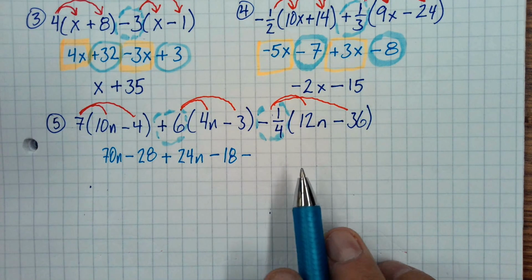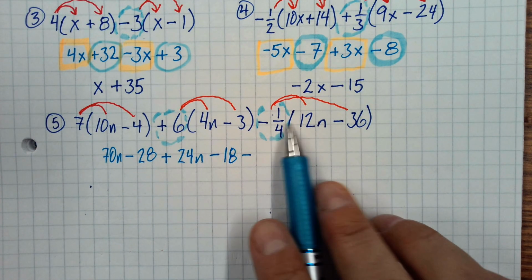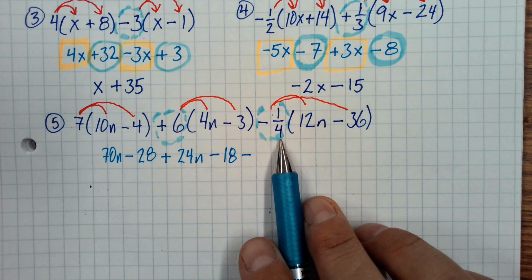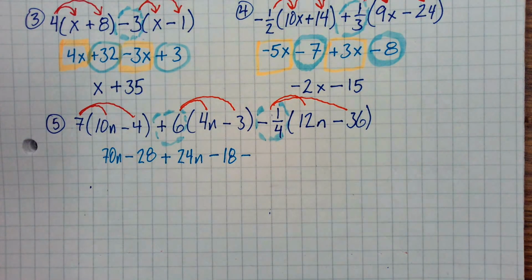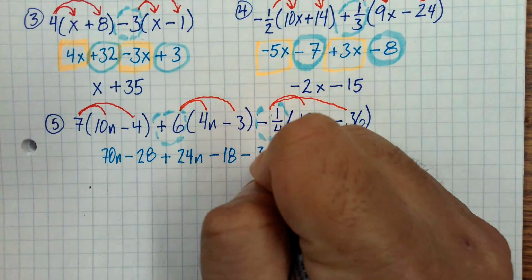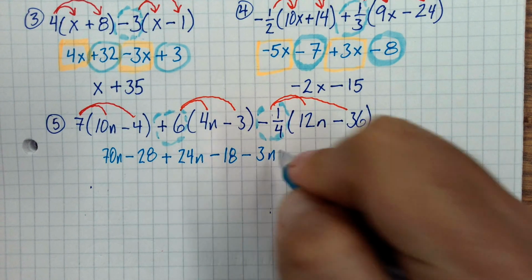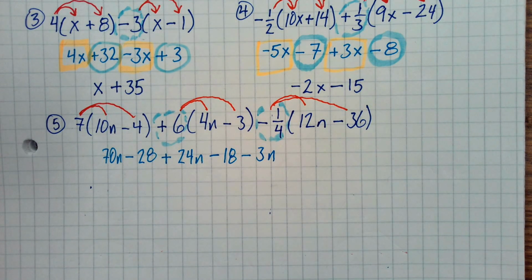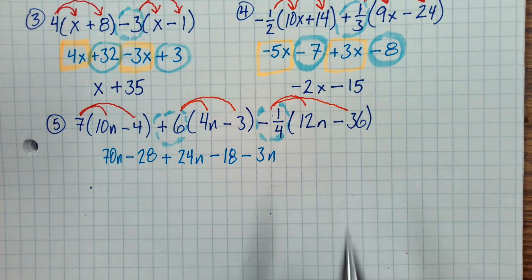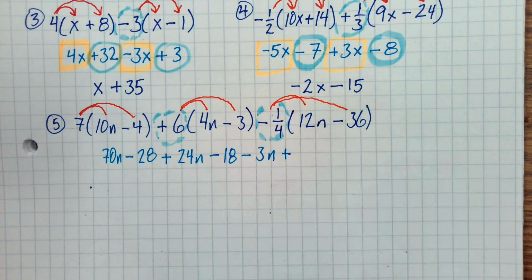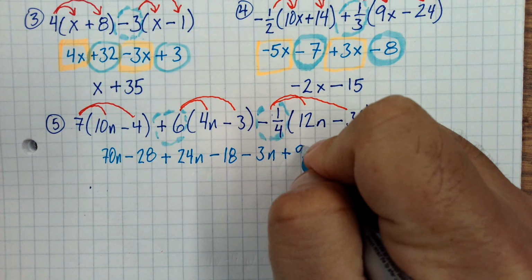And really the question we're asking when we're multiplying 1/4 times 12 is how many 4s go into 12? 3. So negative 1/4 times 12 is negative 3n. Works out kind of well that way. And then negative 9. Well, it's a negative times a negative. Oh, yeah. Positive 9. The question we're asking is how many 4s go into 36? It's 9, so plus 9.